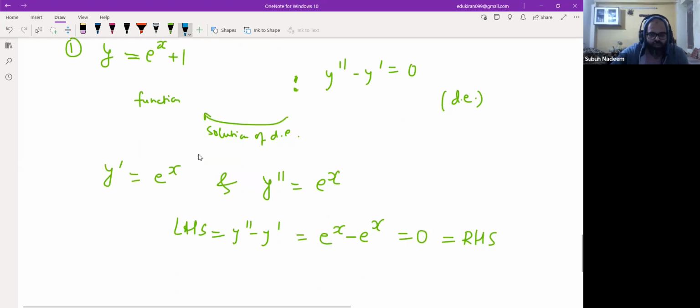If we see one more question, this is called a general solution here. This is a particular solution. If there is a constant, then it is a general solution. For example, the second one: we can say this is a particular solution because there is no constant of integration. Second one, it is y is equal to x square plus 2x plus c.